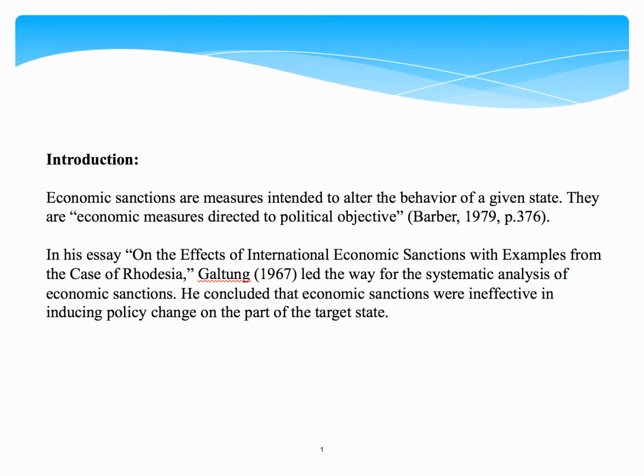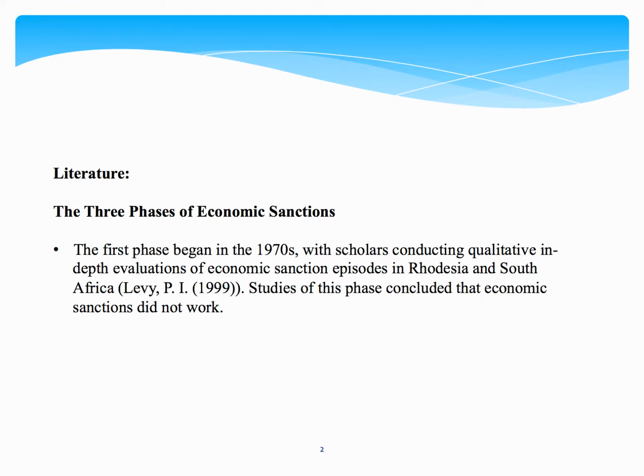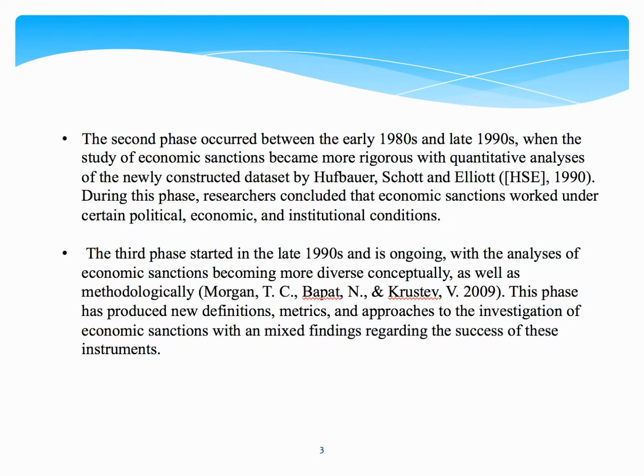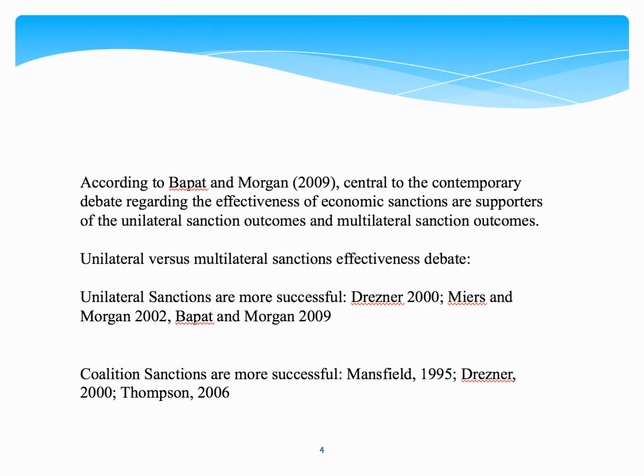And when we look at the literature on economic sanctions, we see three different phases. The first phase started by Galtung's work in 1970s, and Galtung says that economic sanctions are ineffective foreign policy tools, basically. And then the second phase starts from 1970s to late 1990s until the dissolution of Soviet Union. And the third phase started in 1990s and is still ongoing right now.